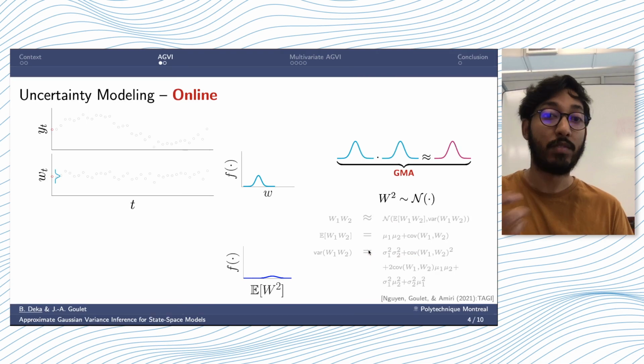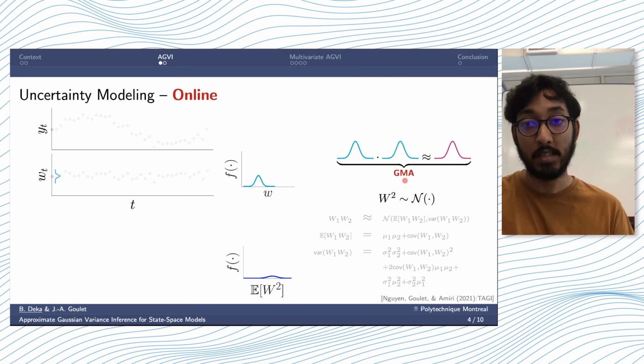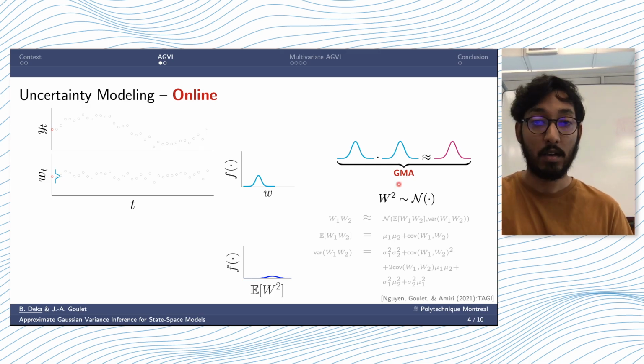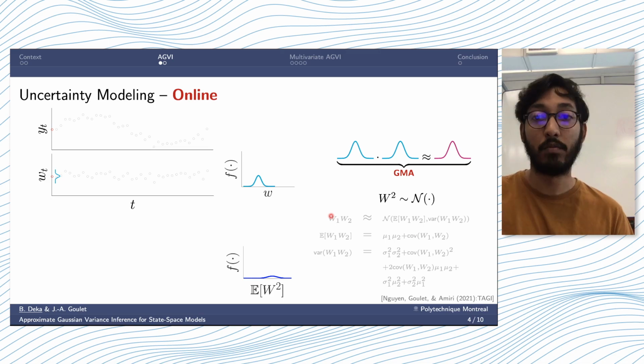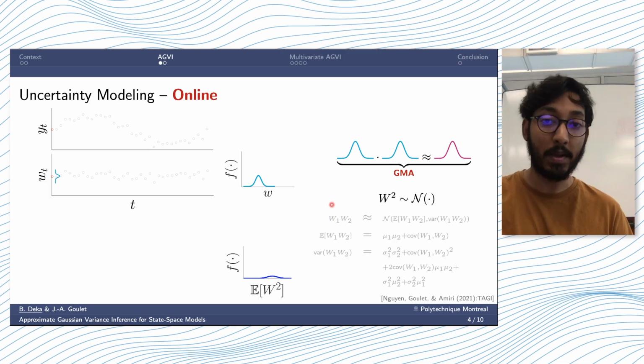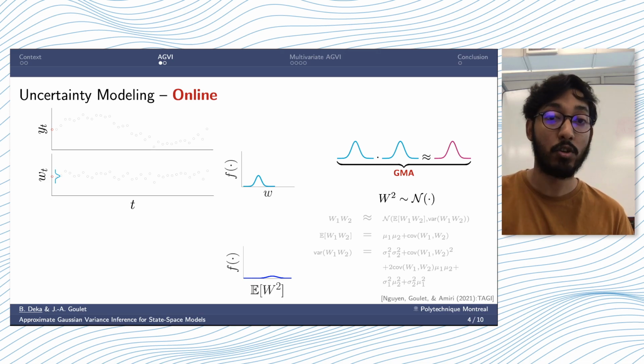In our group, we have developed a method that can provide a solution for this. Using this method called Gaussian multiplicative approximation, GMA, which can provide the moments for the product of any two Gaussian random variables as shown here, and it is approximated to be a Gaussian random variable, we can obtain all the moments, that is the expected value, variance, as well as the covariance, for the product of any two Gaussian random variables using closed form algebraic expressions. So using GMA, we have the solution for W squared.